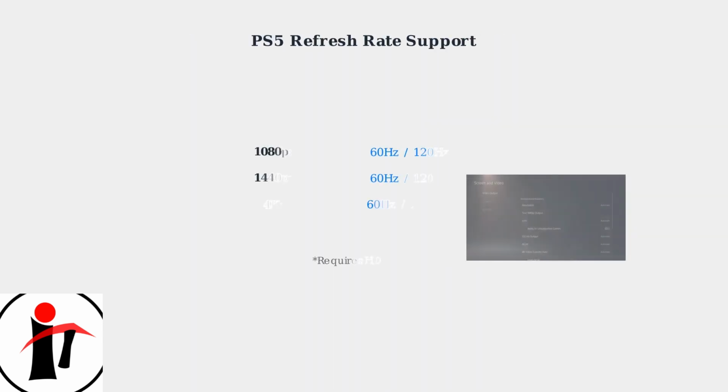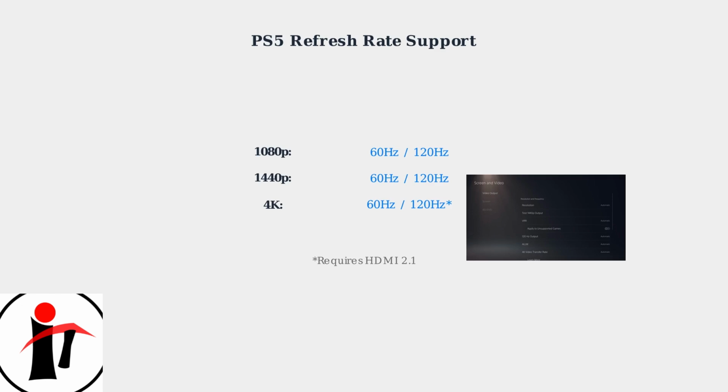The PlayStation 5 supports multiple refresh rates depending on resolution. It can output 1080p and 1440p at both 60 Hz and 120 Hz, and 4K at 60 Hz or 120 Hz when using HDMI 2.1 connectivity.